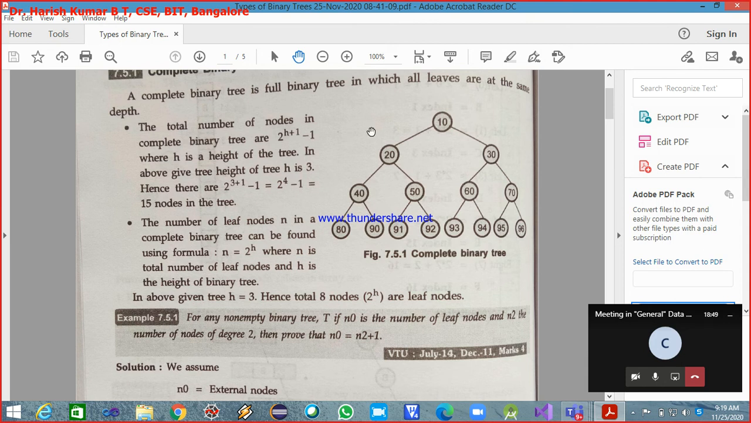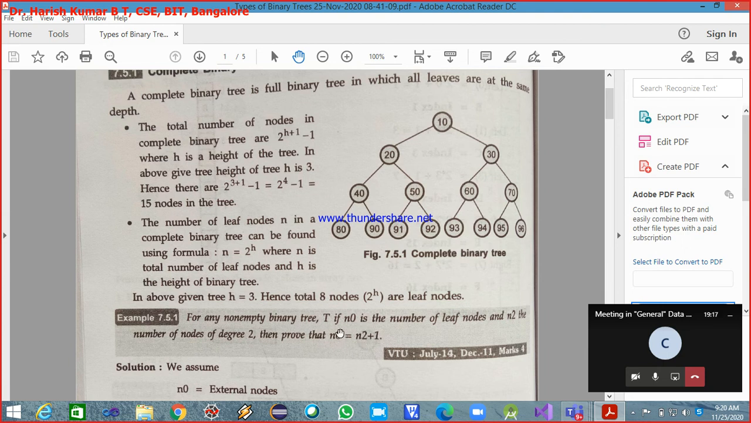Now count the total number of internal nodes excluding the leaf nodes. 1, 2, 3, 4, 5, 6, 7. I have 7 internal nodes, and plus 1, 7 internal nodes plus 1 is nothing but 8. 8 is equal to 8. So the total number of leaf nodes n0 is 8, and the total number of internal nodes is 7, and to that you add 1, they are equal.